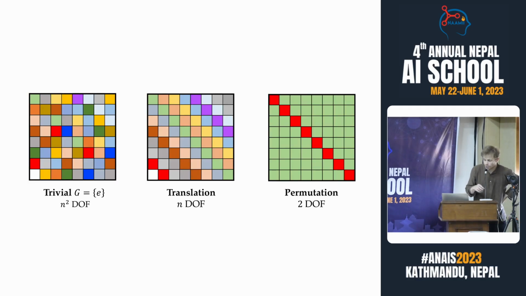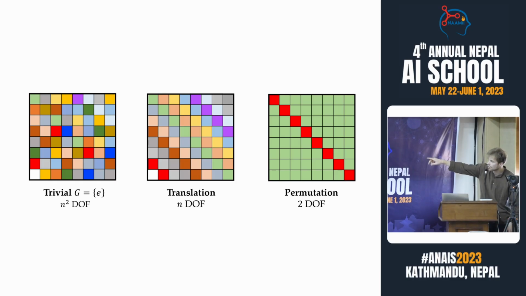So I talked about reducing the number of parameters, and this is a slide that summarizes this. At the beginning, if you want to parameterize any linear map, so all kinds of linear maps, you will have n squared parameters, right? Each pixel will have a parameter on its own. And this corresponds to when the symmetries are trivial. You don't have an equivariance or invariance restriction on the space of functions.